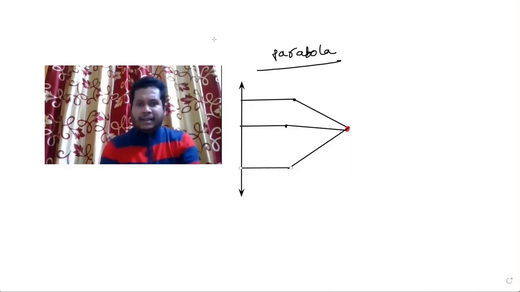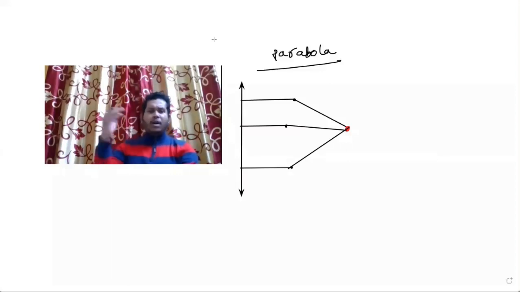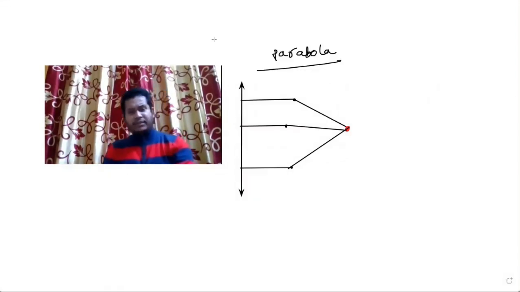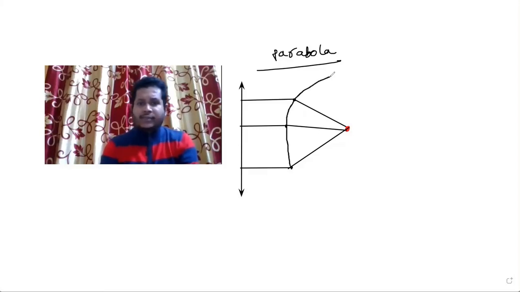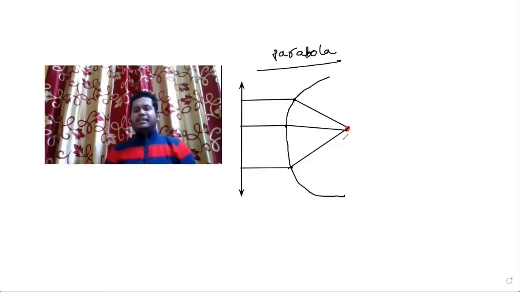So in this manner, all such possible points which we might have, those distances from this fixed point and from this fixed line are the same. And if we join all of these points, then we'll get a curve like this. And that is what is a parabola. So that means basically a parabola is the set of all those points which are equidistant from a fixed point and equidistant from a fixed line, right?